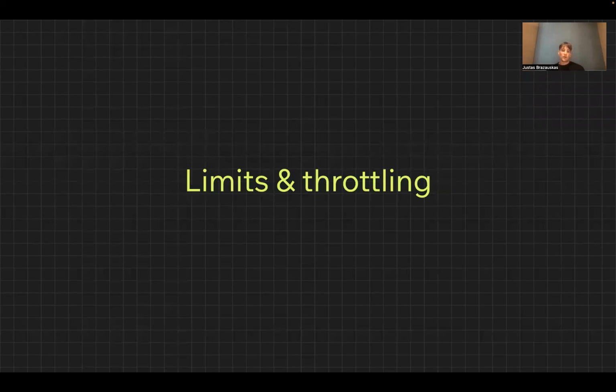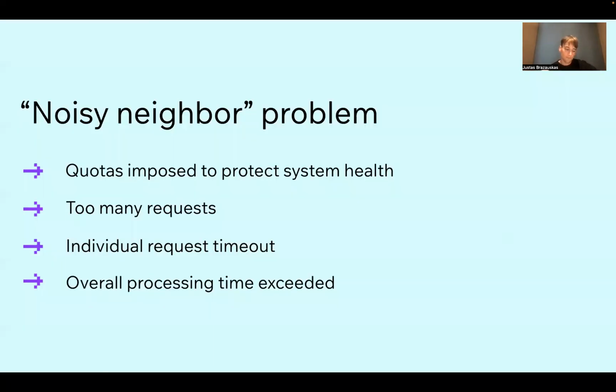The final topic that I want to discuss today is limits and throttling. Initially, I want to give a bit more context on why we throttle in the first place. So why do we sometimes reject or impose a timeout on the requests of our system?